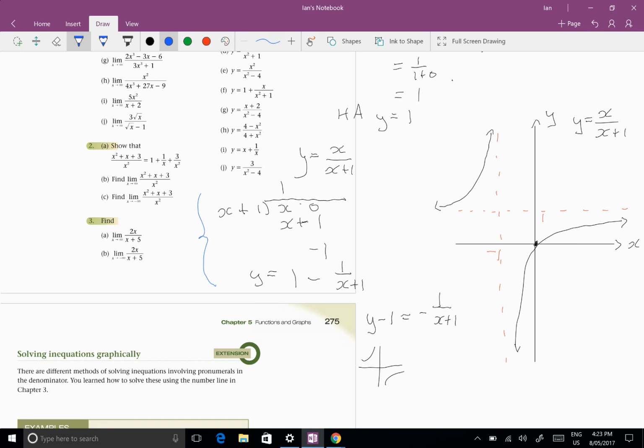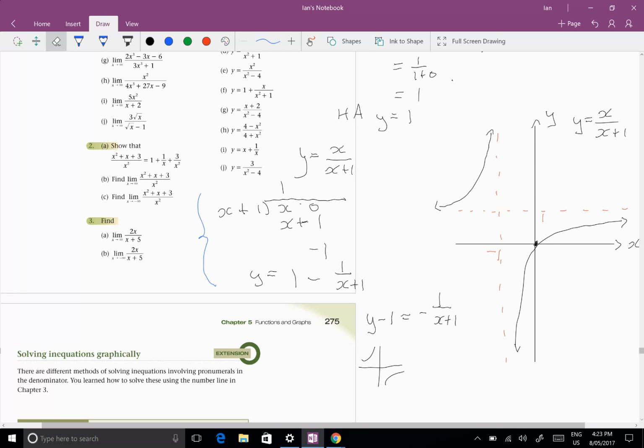I could have found out what happened when x approaches infinity, both positive and negative, and I would have found that it approached 1. As x approached positive infinity, it approached 1 from underneath, and as it approached negative infinity, it approached 1 from on top. All right, let's have a go at another one.